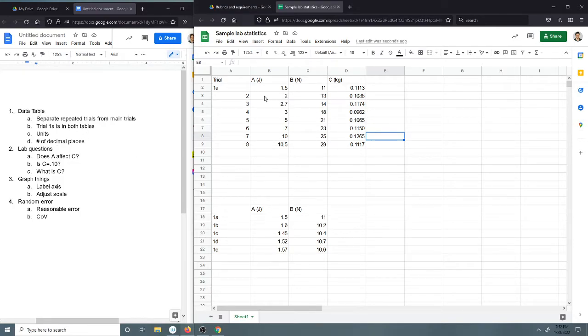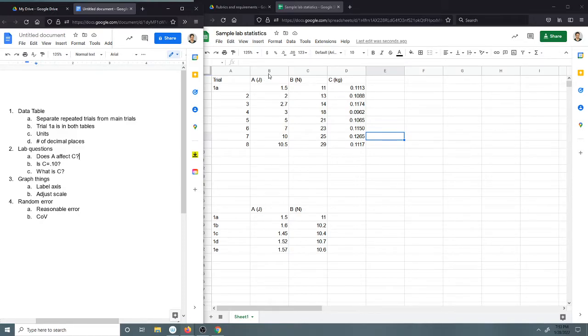The next thing we have to talk about is the lab questions. There are basically 3 questions I'm going to ask you in a lab. The first is, does one thing affect another thing? Are they related? Any time I'm doing 2 variables, do they affect each other? The answer to solve that is to create a graph of those 2 variables.